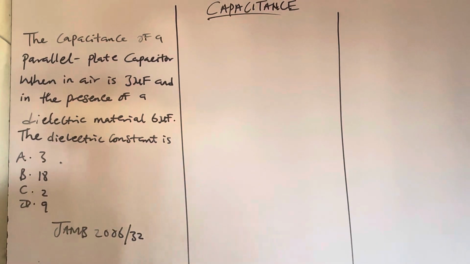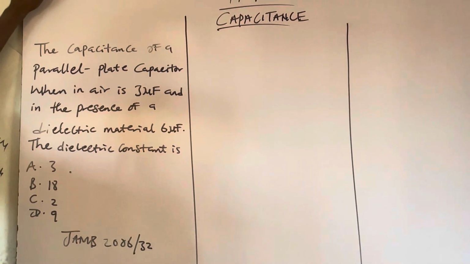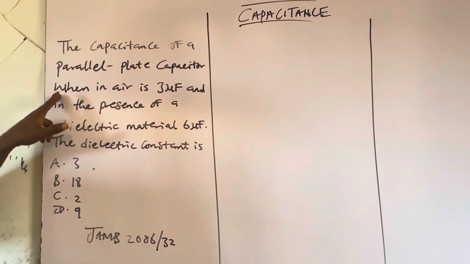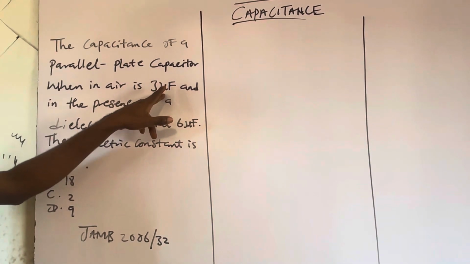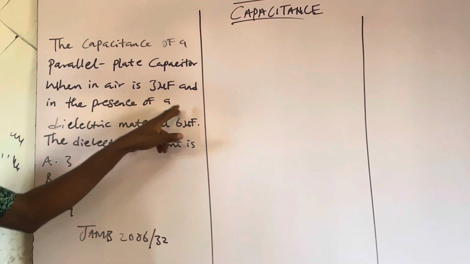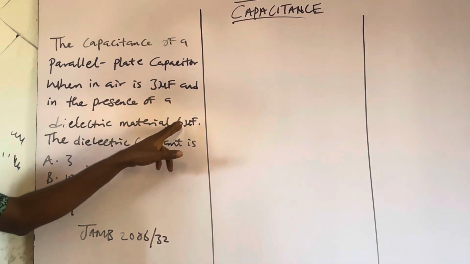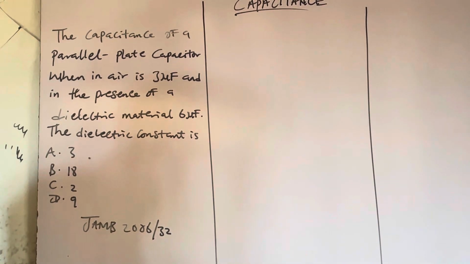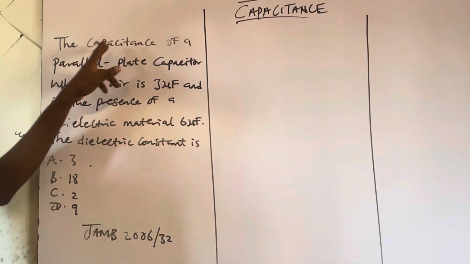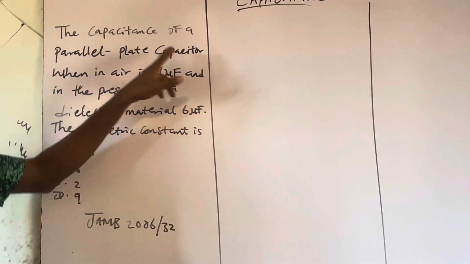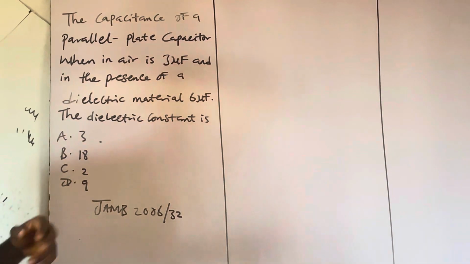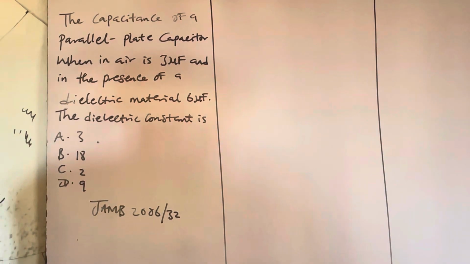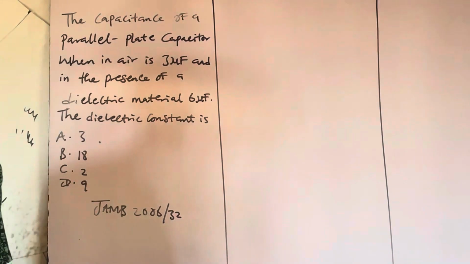Okay, look at this question. It says the capacitance of a parallel plate capacitor when in air is 3 microfarad, and in the presence of a dielectric material, 6 microfarad. The dielectric constant is... I repeat, the capacitance of a parallel plate capacitor when in air is 3 microfarad, and in the presence of a dielectric material, 6 microfarad. The dielectric constant is, so how do you know this?